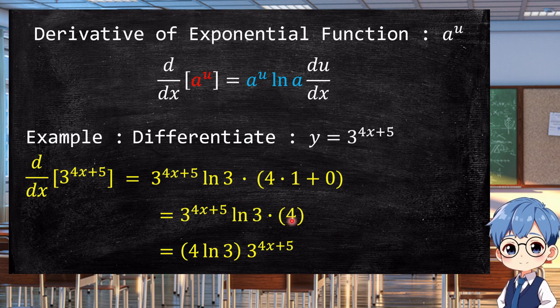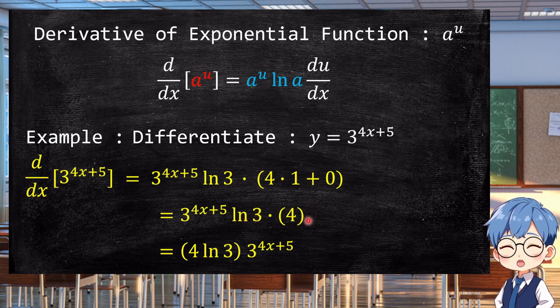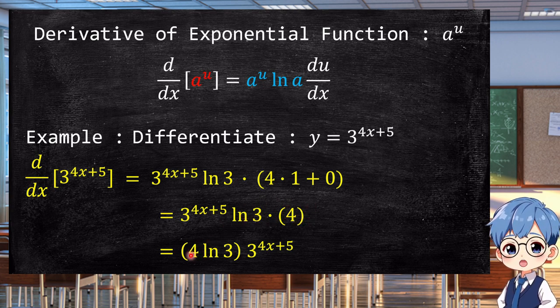So again, do not multiply 4 to 3, because 3 here is an input value of the natural logarithm. So we just rearrange. We now have 4 times ln of 3 times 3 to the power of 4x plus 5. And this will be the final answer.